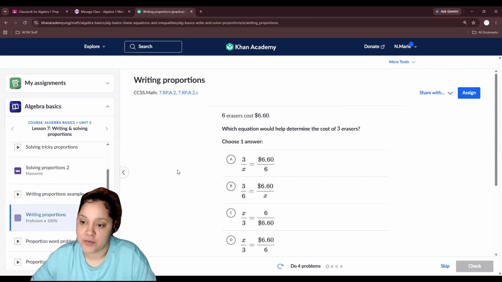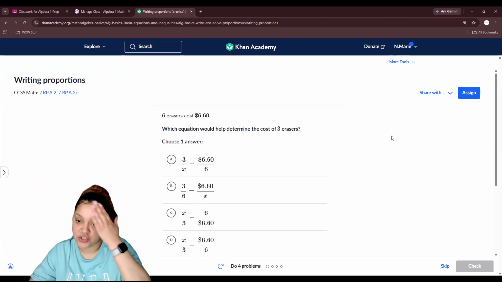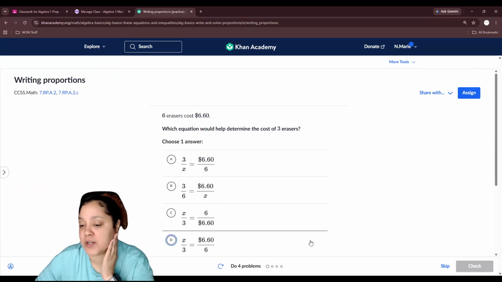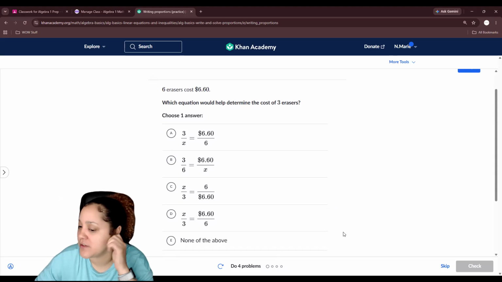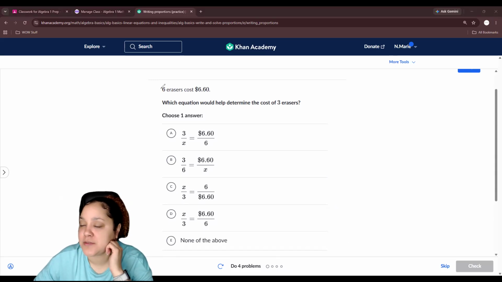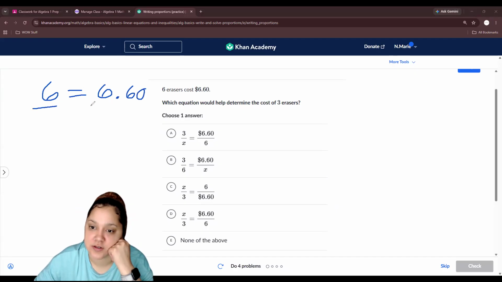So also writing proportions, this is very helpful. Sometimes you will have to set these up, like in geometry or in algebra, when you have word problems. A lot of stuff you'll be doing is setting up, cross-multiplying, solving sometimes. So you want to know how to set these up. And sometimes you can set them up in different ways, as long as you're setting it up correctly. So 6 erasers cost $6.60. Which equation helps determine the cost of erasers?